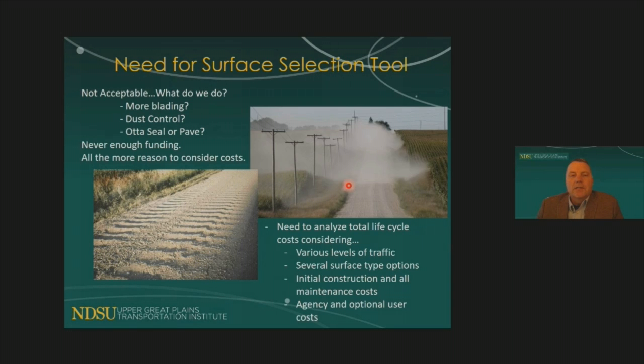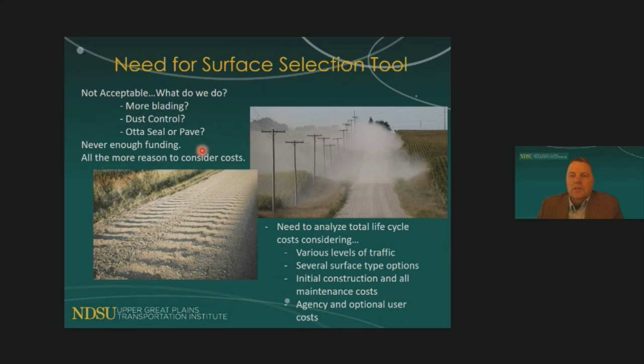We get a lot of complaints on these kind of roads. Sometimes they're not this bad, but other times, yes, they can be this bad. And what do we do with them? What do we do with these? It's really not acceptable for the drivers and the public out there. Do we just do more blading, add gravel? Do we put down dust control on the road? Do we auto seal or chip seal that road, or even pave that road?